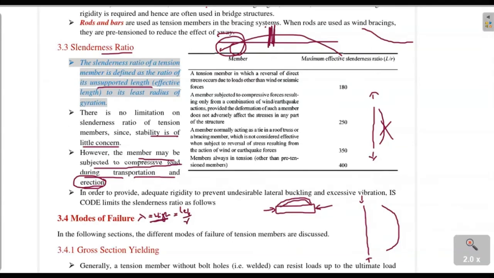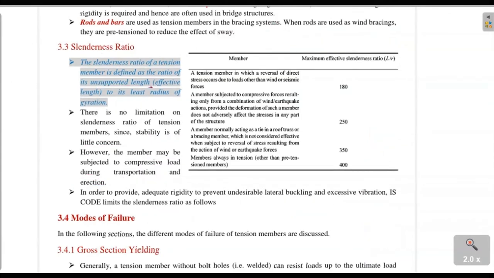In order to provide adequate rigidity in such situations, what we need to do is adopt certain slenderness ratio limits, as you can see in this figure. This is the table from IS 800, and this table gives you the maximum effective slenderness ratio that a member can have. These are the maximum limits.